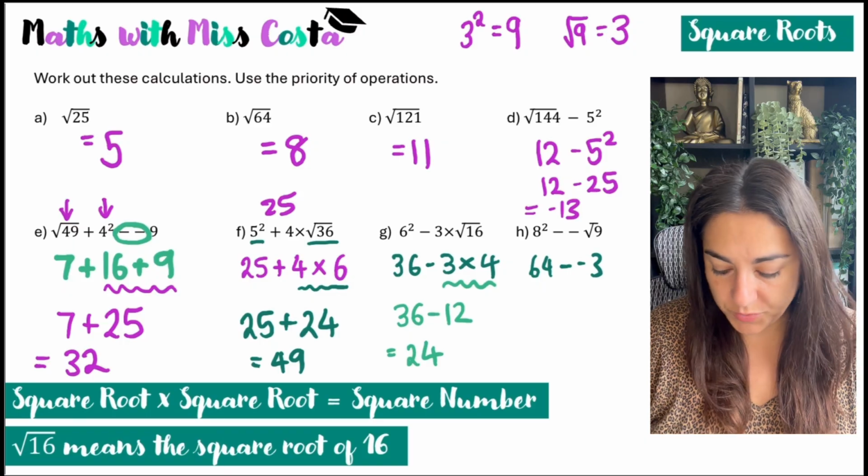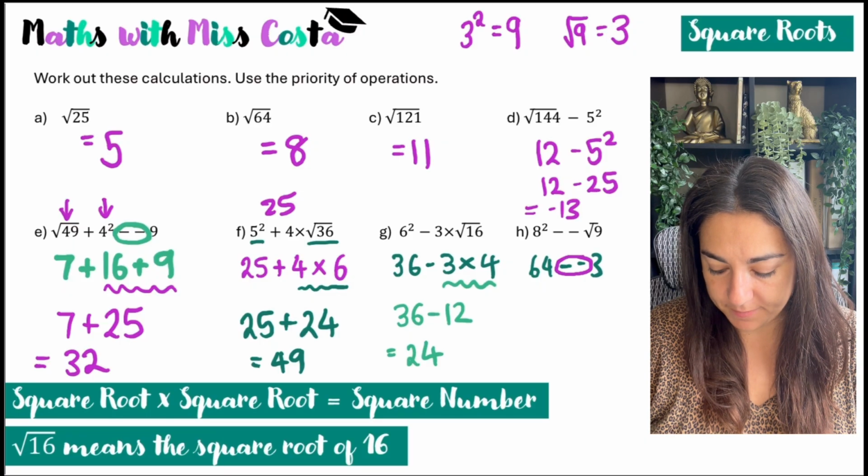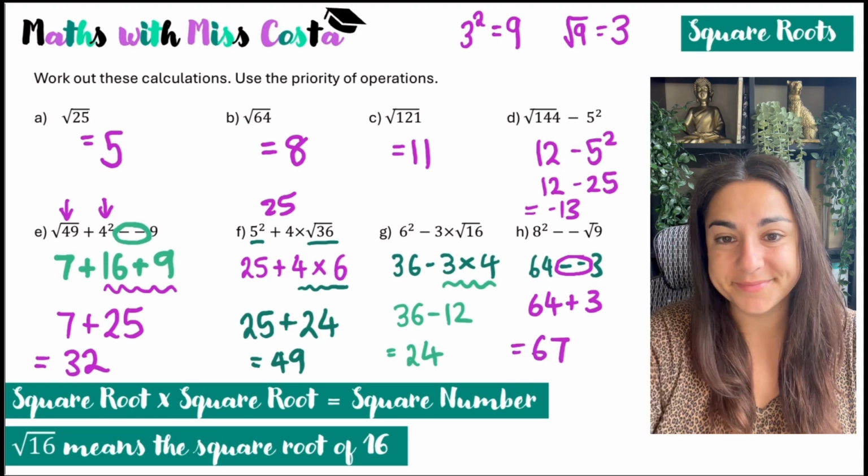And then when I've got 2 negatives, taking away a negative is the same as adding. So 64 plus 3 is 67.